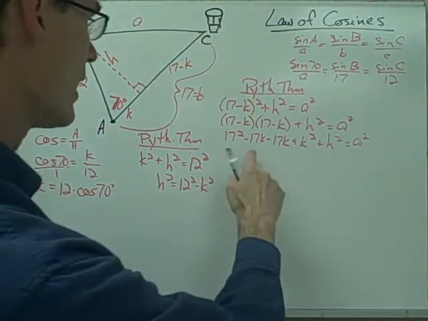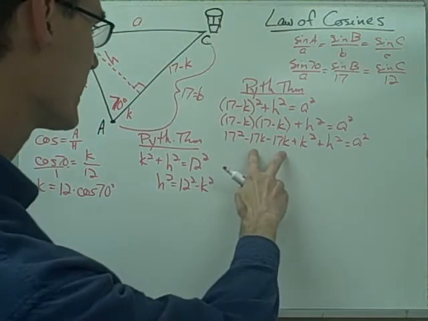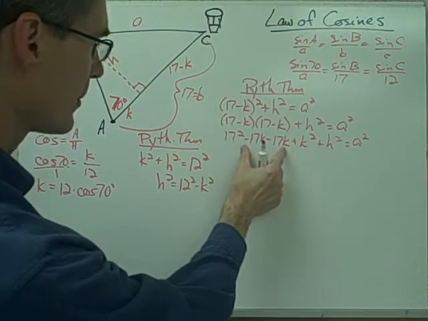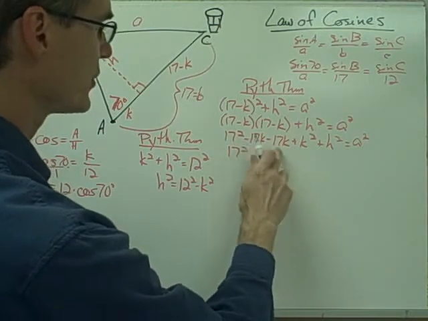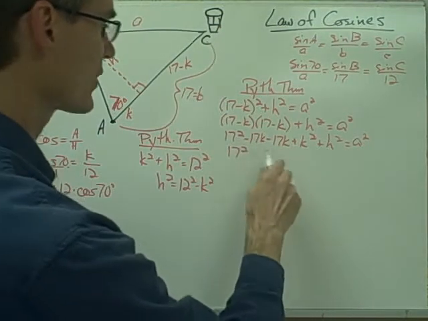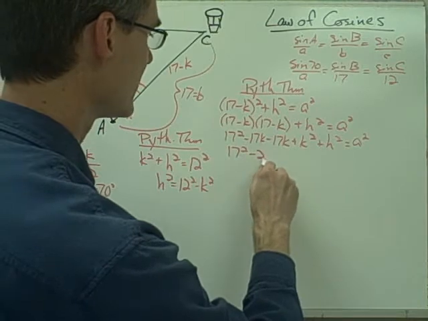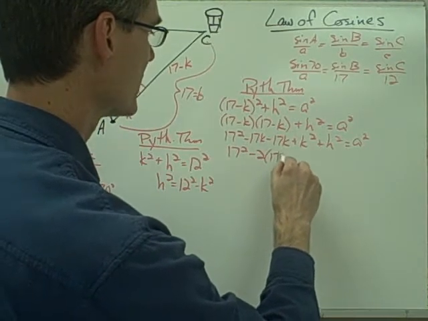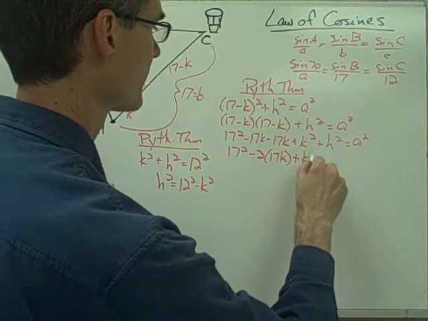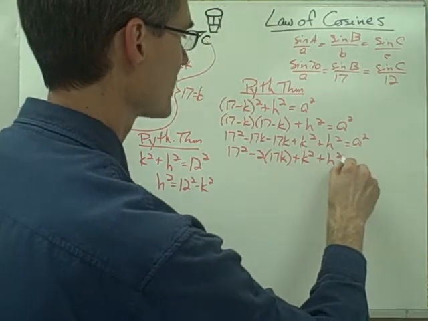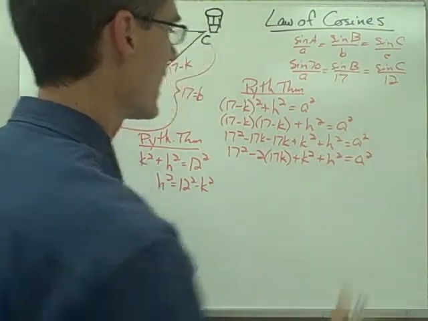Now actually, let's go ahead and rewrite my 17k's. Instead of putting those together and calling those negative 34k, I'm going to put them together as negative 2 times 17k. And we're going to see why in just a minute. Plus k squared plus h squared equals a squared.